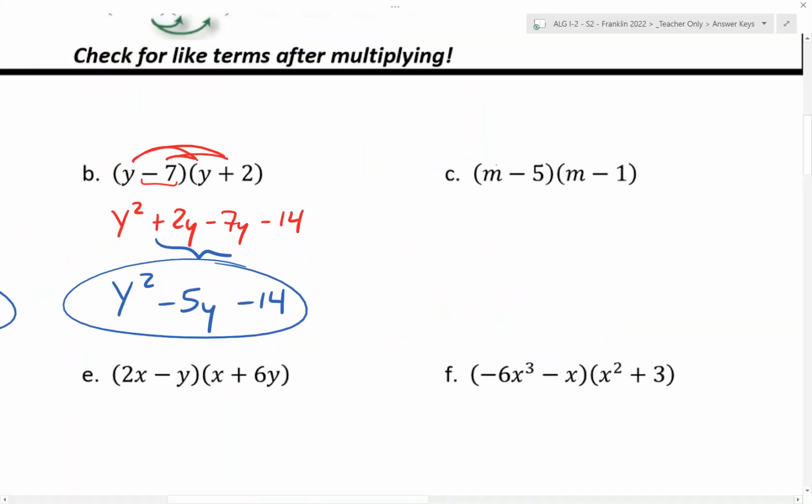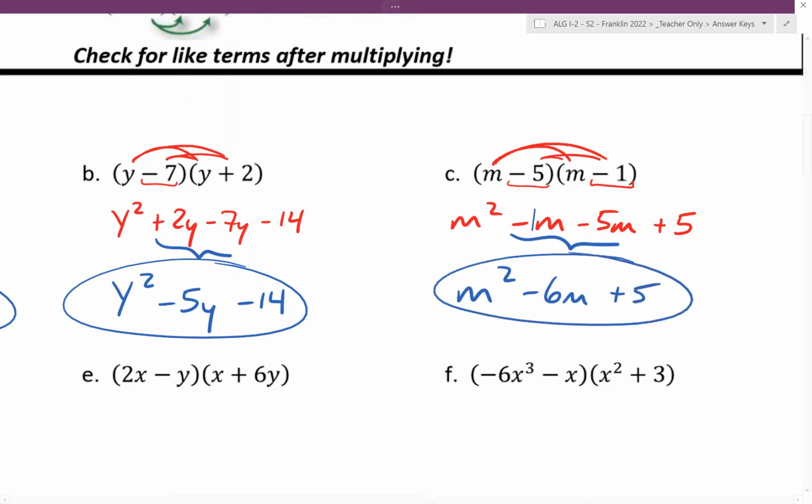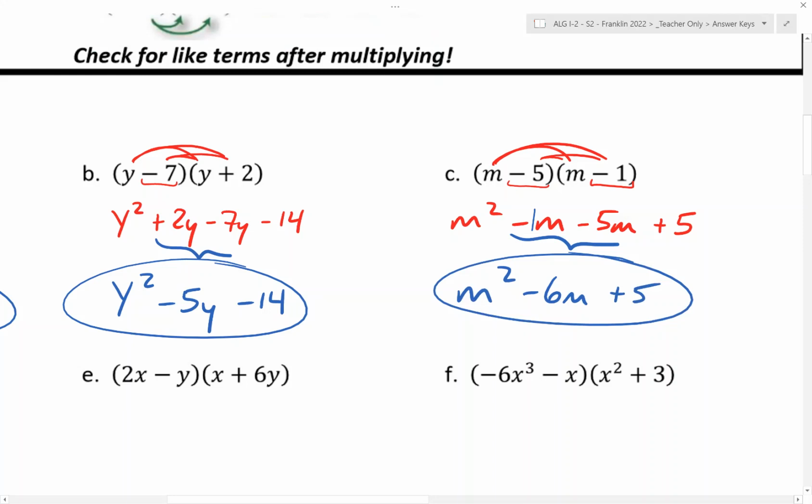Okay, example C, m times m, that's m squared. M times negative 1 is minus 1m, or minus m. Negative 5 times m is negative 5m. And negative 5 times negative 1 is positive 5. And then we can combine like terms, so m squared, negative 1 minus 5 is negative 6m, plus 5. Okay, let's move on.